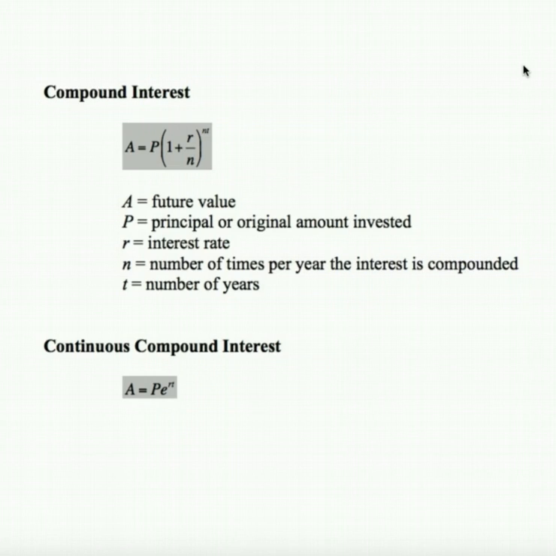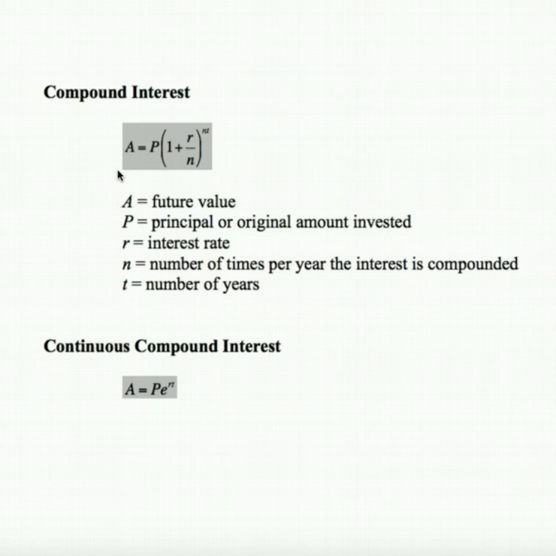Next, we're going to look at applications of exponential functions. And application of exponential functions comes into play with money. So compound interest. We have a formula, A equals P times 1 plus r over n to the nt. You will be given that formula on the exam. You do need to know what each variable stands for, though.